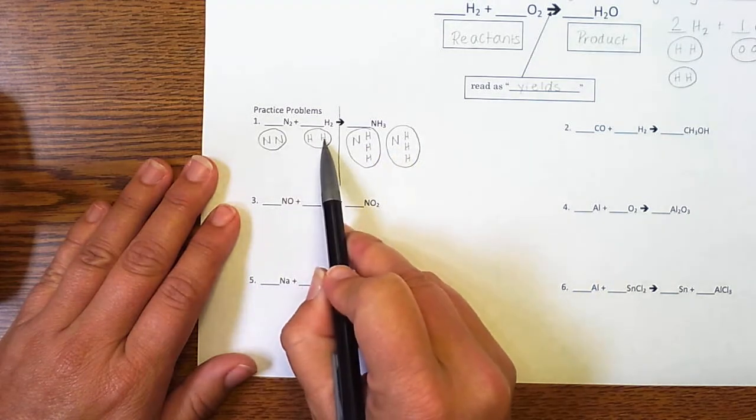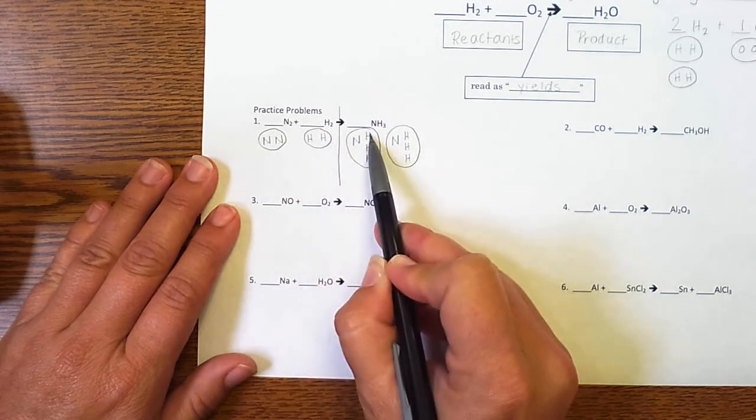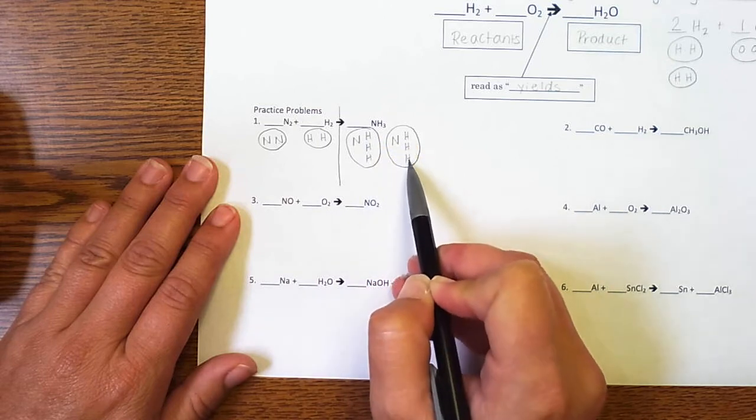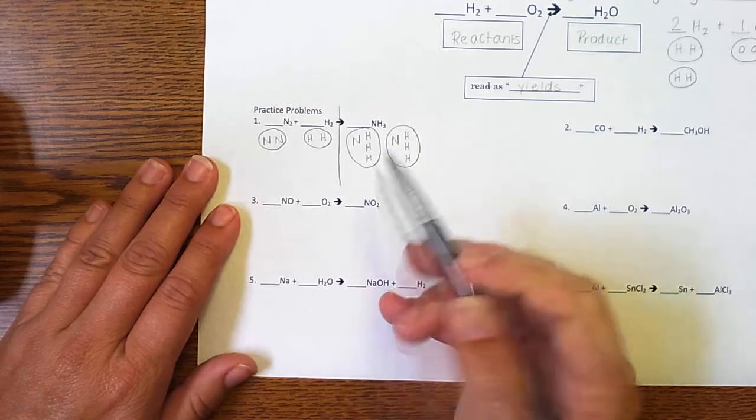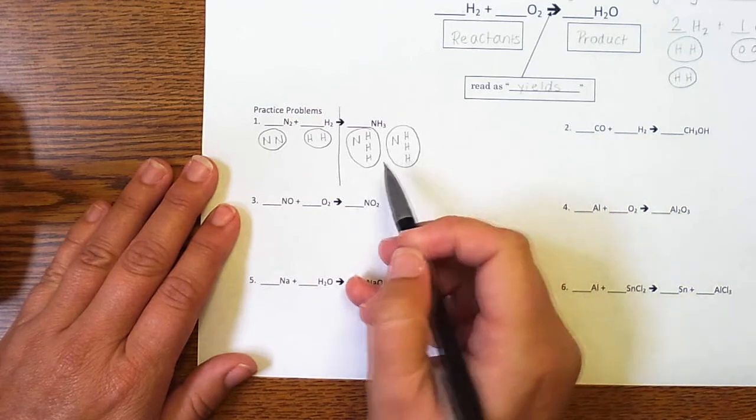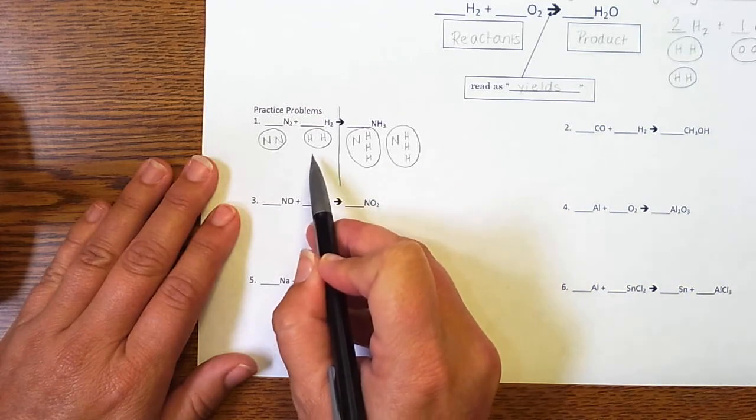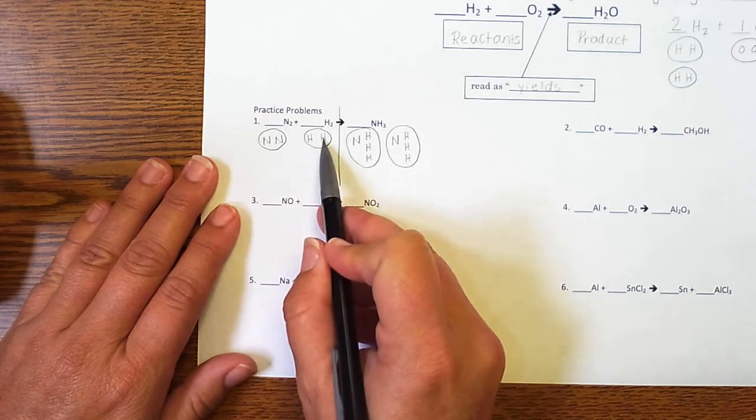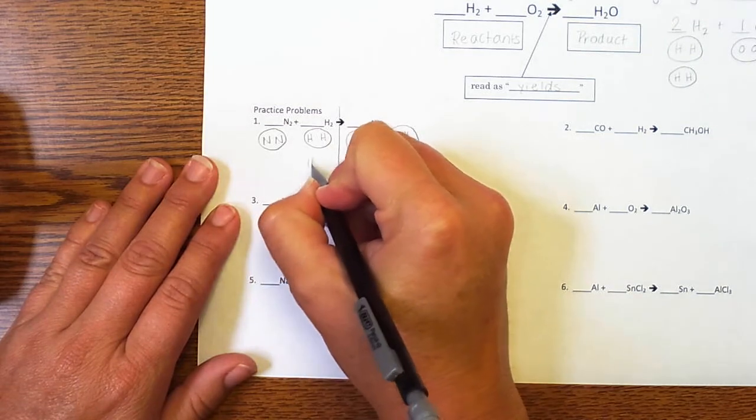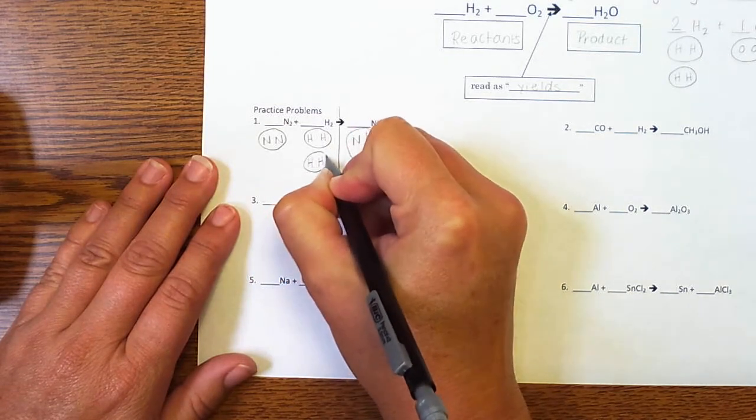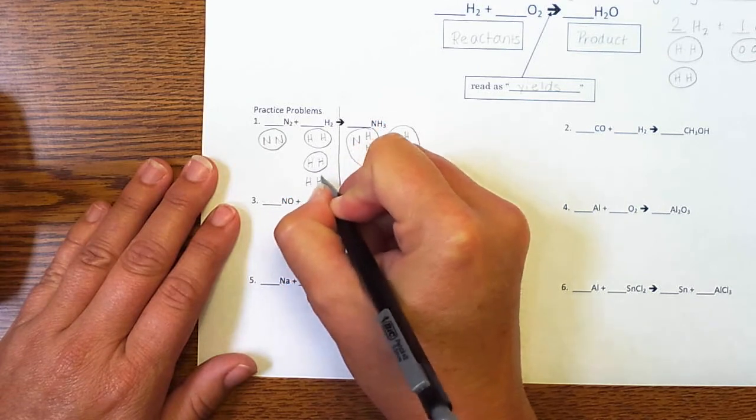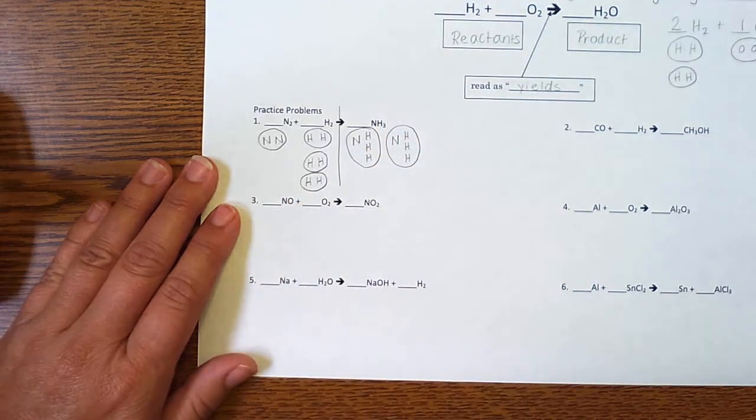I have 2 hydrogens on the left. I actually have 1, 2, 3, 4, 5, 6 on the right. Those are obviously not balanced. I can't take away, I can only add. So I'm going to add over here, and I need to get to 6. I already have 2, and they come in a package of 2. So I just have to add 2 more packages.